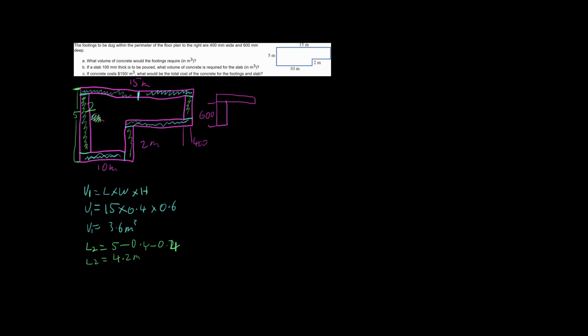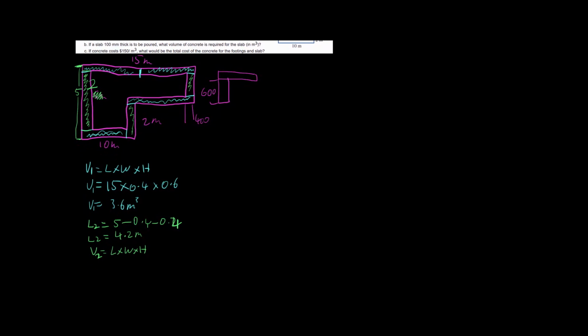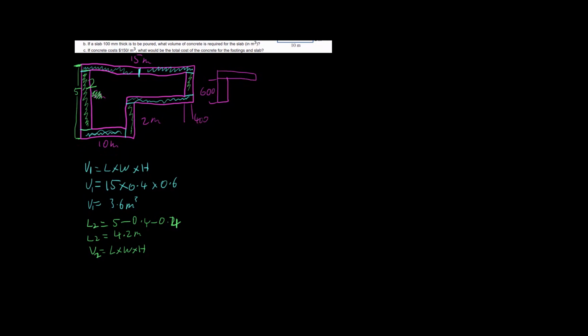So now we can find the volume of that section, and our volume is again going to be length times width times height. We're going to use our length of 4.2, our trench width of 0.4, and our trench depth of 0.6, and that will give us the volume of part 2 of 1.008 meters cubed.